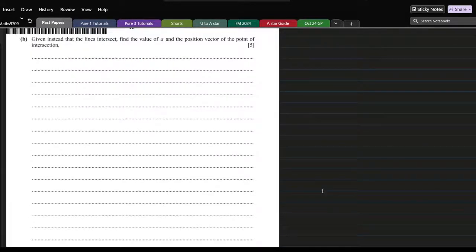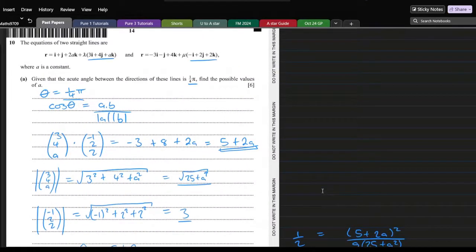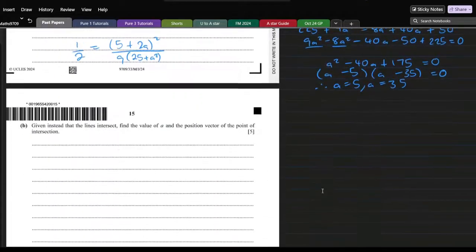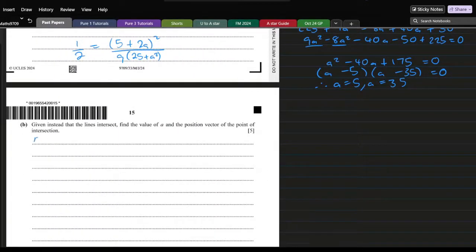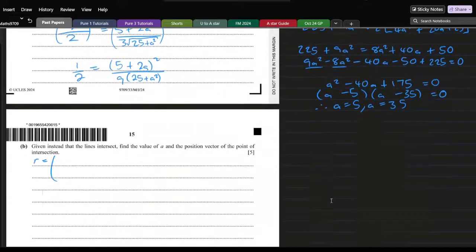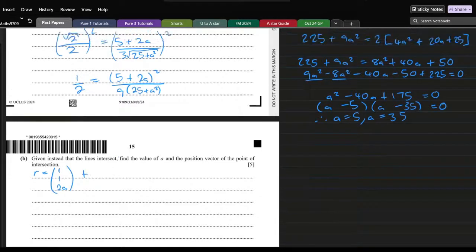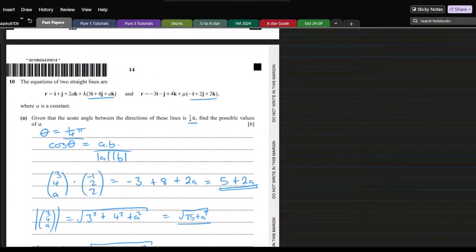Let's move on to part B. Given instead that the lines intersect, find the value of a and the position vector of the point of intersection. Alright, so we need the equations of the line, and again I will use column vector notation. Feel free to use ijk notation if you prefer, but I think this is a bit clearer and easier to see what's going on. So we've got (1, 1, 2a) plus lambda.